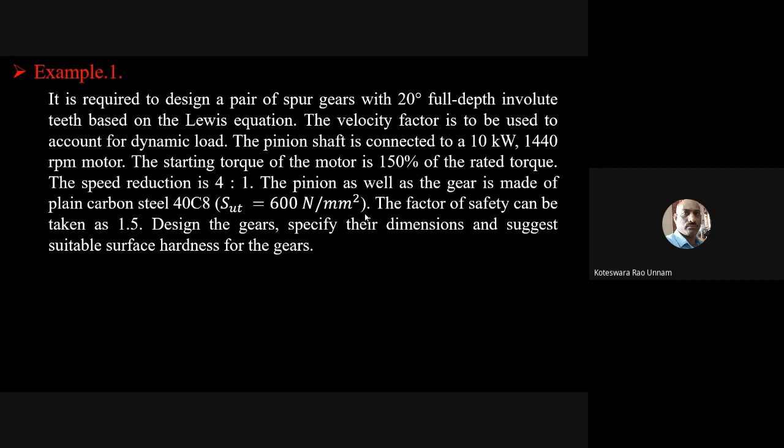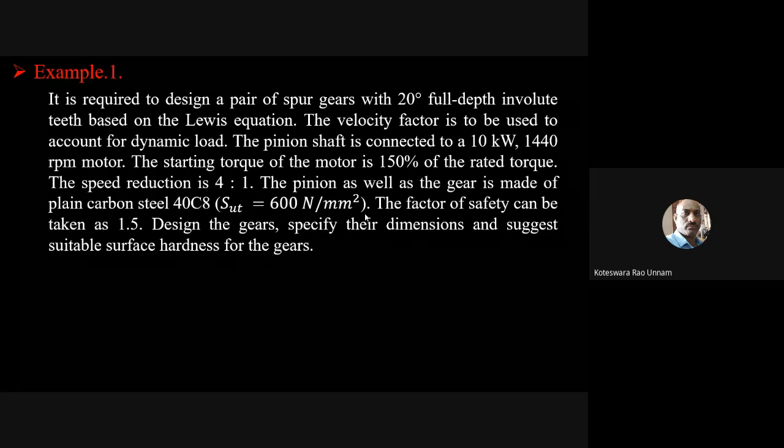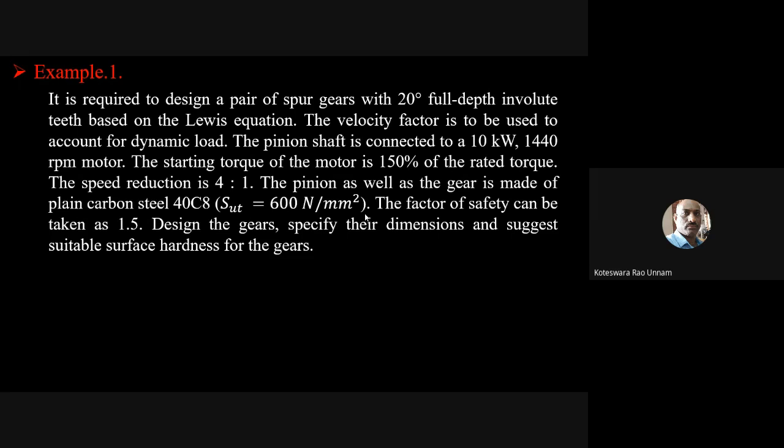Suppose you calculate the module in the problem and get 6.4. Then while rounding it off, you should not round off to 7. You have to round it off to 8, because after 6 the preferred module is only 8. Like that 10, 12, 16, 20, 25, 32, 40, 50. So you have to use this table to round it up to the next preferred number. So keep that point. For that you require this table.